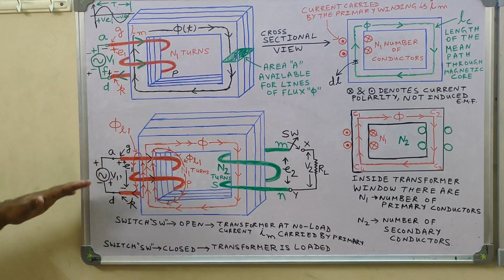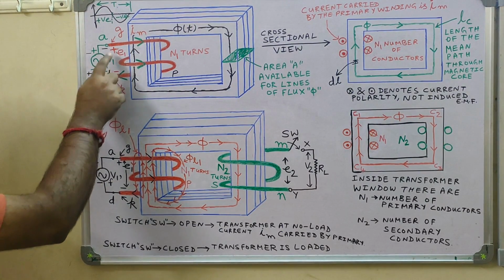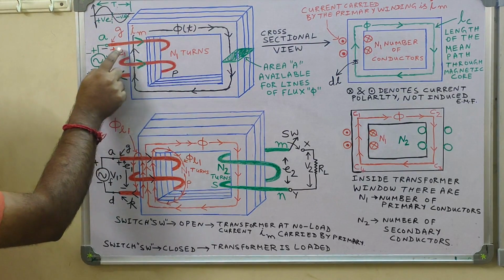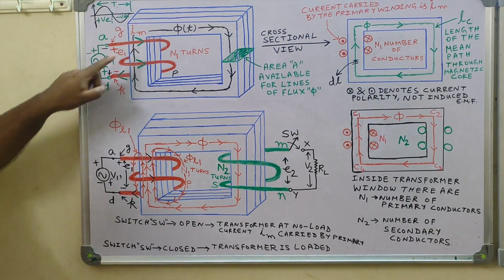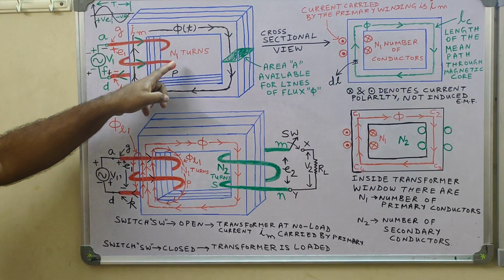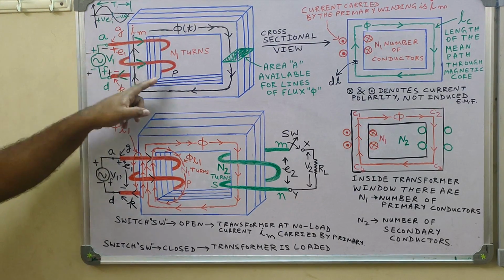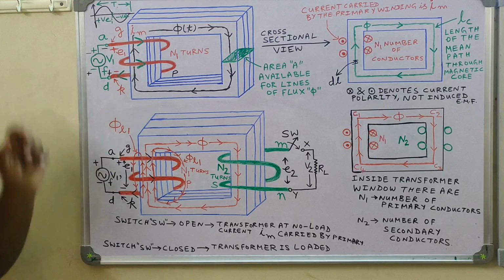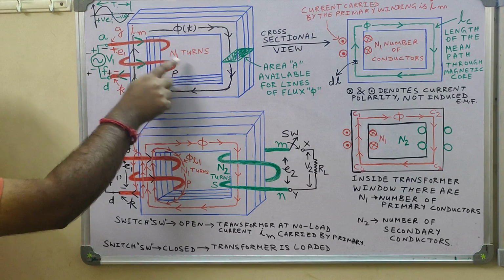I was also saying that this alternating voltage source V1 will circulate a current through the primary coil P having N1 number of turns. How much current? Current Im. So the current flowing through the primary coil P having N1 number of turns is Im. At what condition? This is at no load condition. So the current carried by the primary coil P is Im at no load condition.